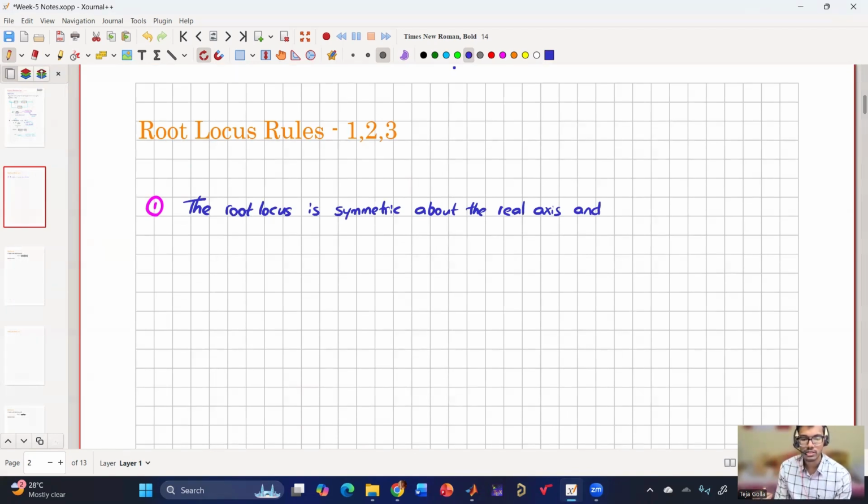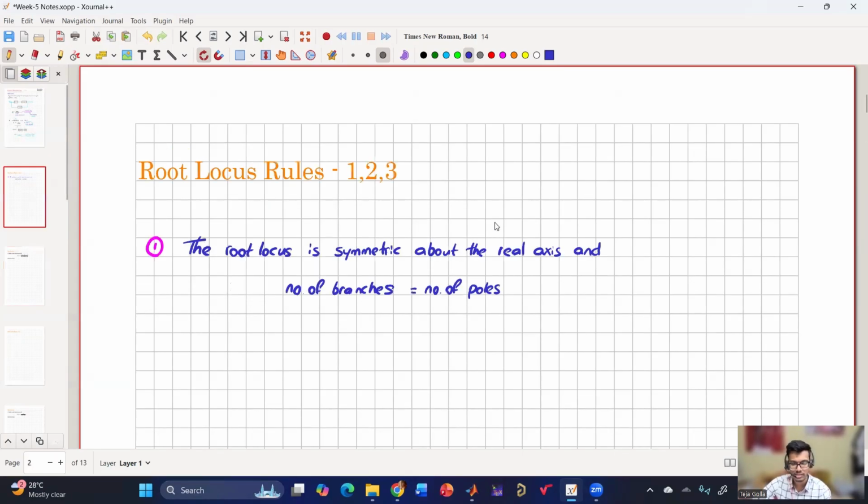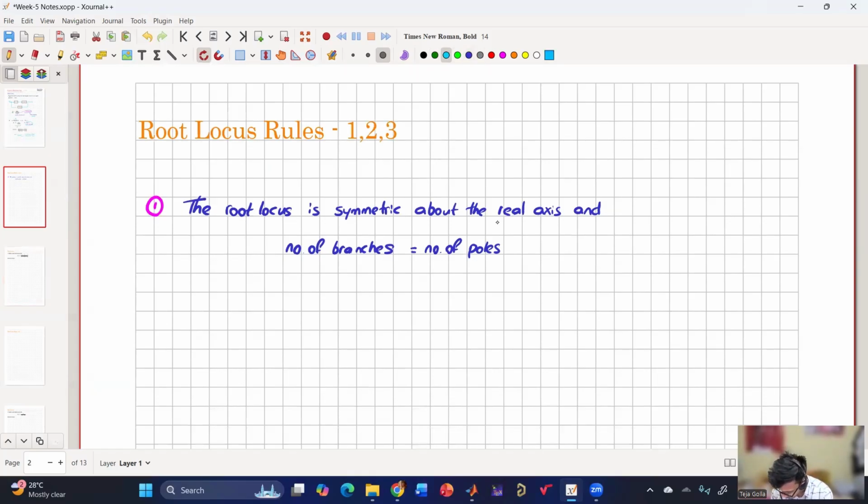And each root locus has branches. So how many branches does a given transfer function have? It will be equal to the number of poles. The number of branches in the given root locus is equal to the number of poles. So how many poles does it have? It will have the same number of branches. So if you consider this example, how many poles does it have? Three poles, right? One is at origin, minus 2, minus 4. So for this given transfer function, we'll have three branches. So this is rule 1.